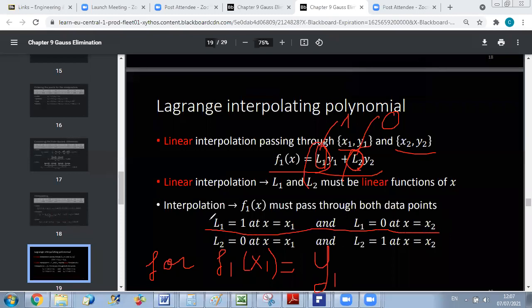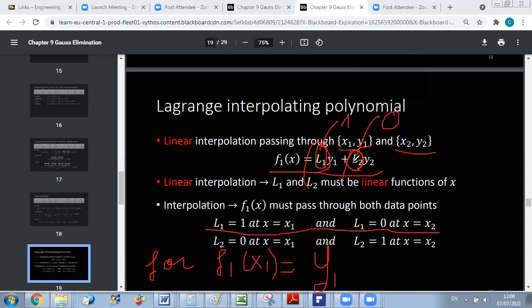So L1 should satisfy two conditions, and it's a linear function. Since I'm doing linear interpolation, once I know these two conditions, that L1 is 1 at x equal x1 and L1 is 0 at x equal x2, I can define my linear function. And we will see together what is the form of this operator.